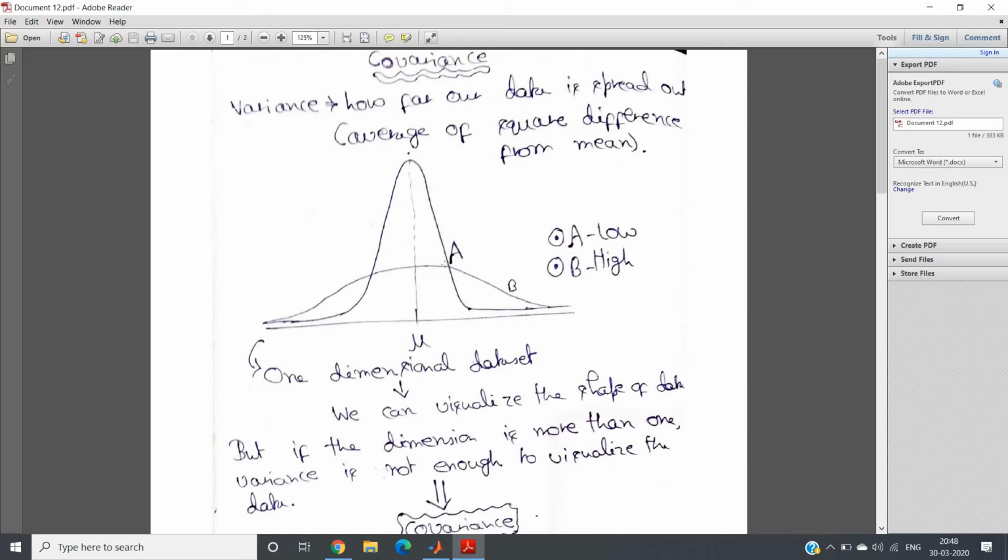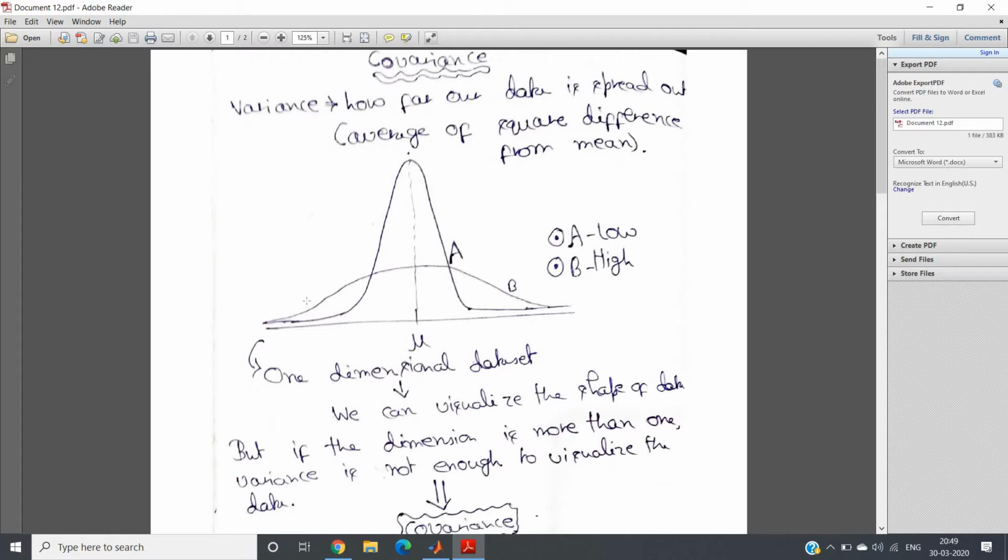And for dataset B, a huge amount of the data points are far away from the mean mu. As a result, we can say B has very high variance, that is, B's dataset is much more spread out. For a one dimensional dataset, it is quite simple to visualize the shape of the data, that is, how the data is distributed.